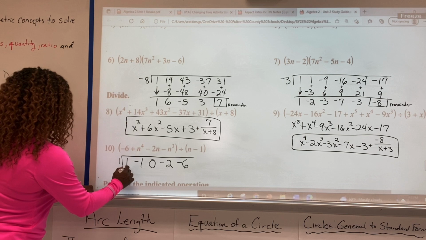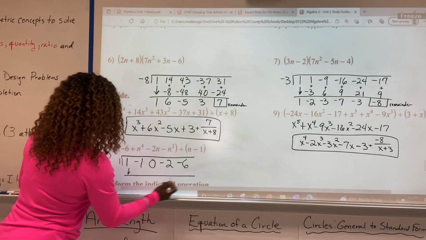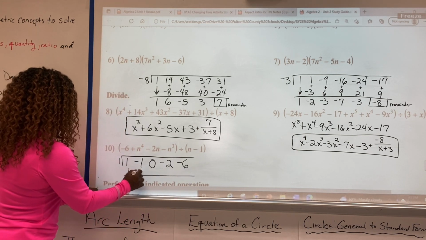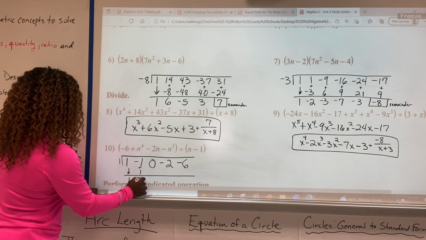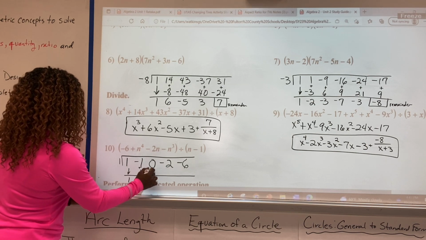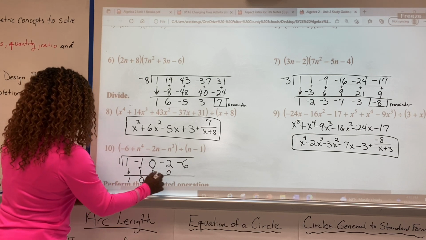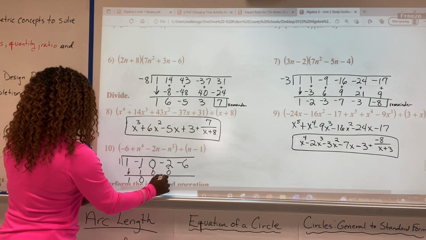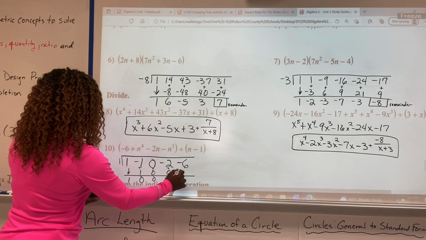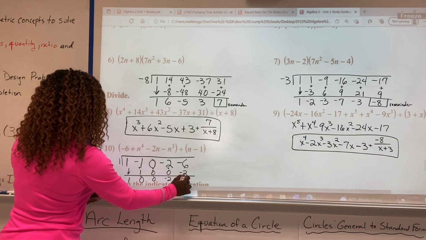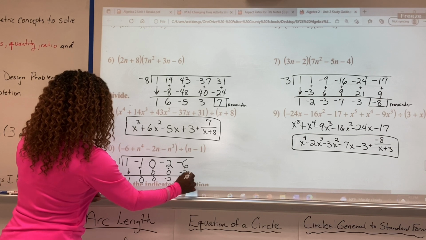Okay, let's go ahead and drop this one down. 1 times 1 is 1. When I combine those, I get 0. 0 times 1 is 0. Combine those, I get 0. Same here, 0. Combine these, I get negative 2. Negative 2 times 1 is negative 2. Combine these, I get negative 8, which is my remainder.